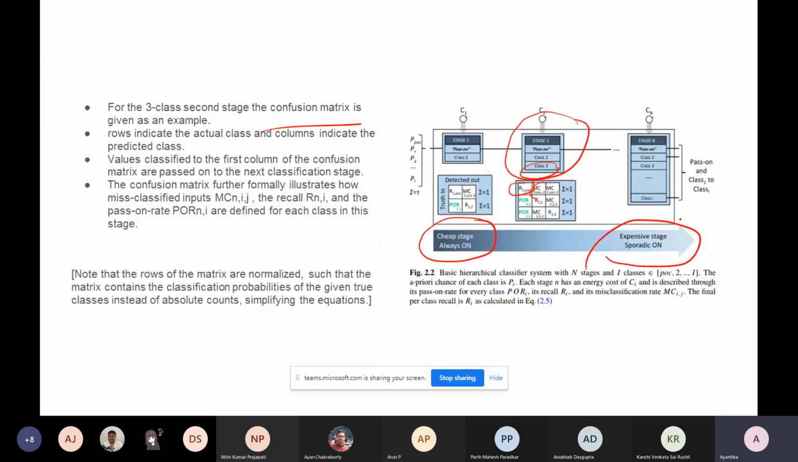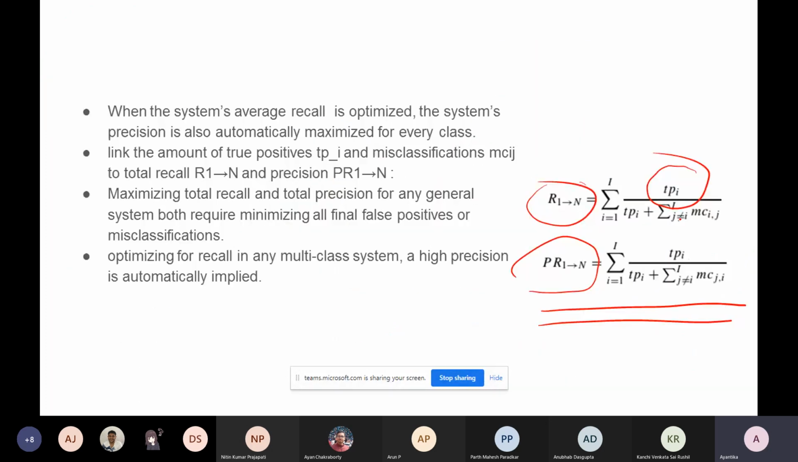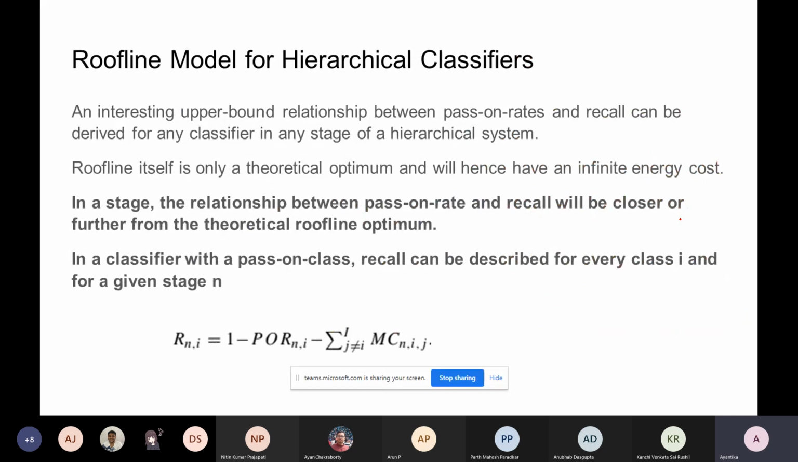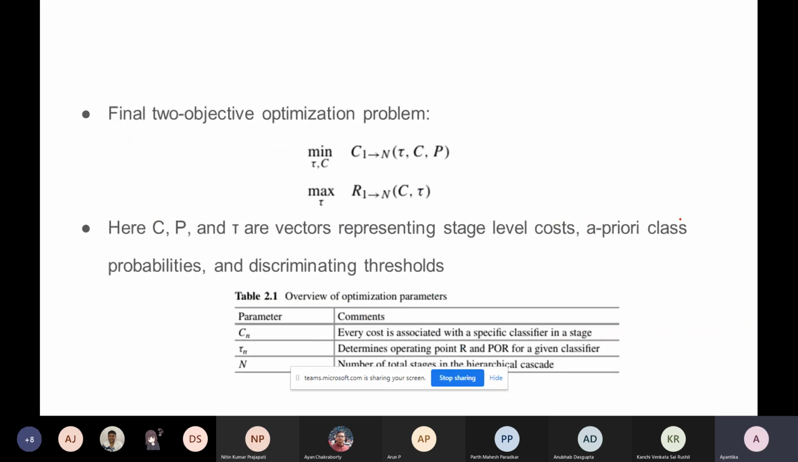So in turn, your objective is to maximize this recall or the precision, while minimizing the cost. This is your true objective, your optimization problem. This is what you want to do. You want to minimize the cost as far as possible, your total cost. Now you know how to compute them. Now you know how to compute this recall value.